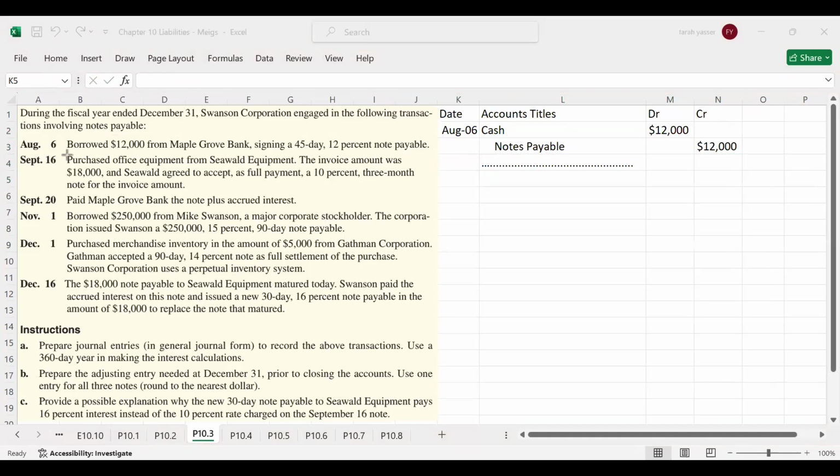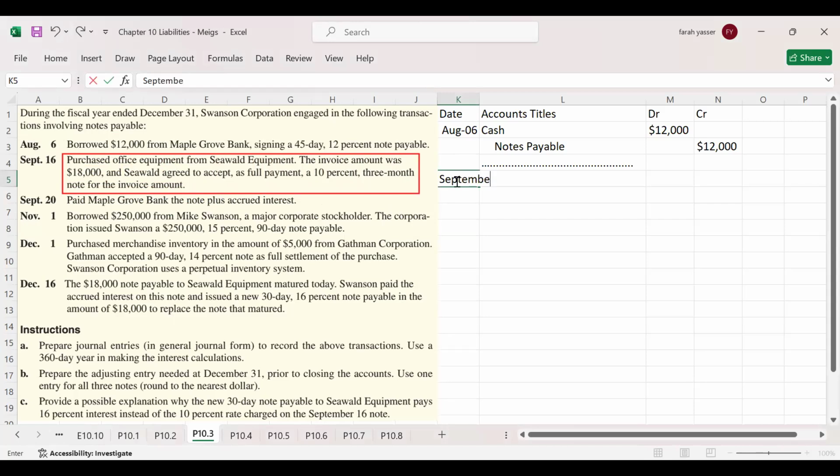The second transaction is done on September 16. The company purchased office equipment. Invoice price was $18,000 and the company used a note payable as full payment, 10% rate, 3 months. A 3 months note payable means the company will pay it after 3 months. So on September 16, the entry would be: the company purchased office equipment, so the asset is on the debit side, and notes payable, the liability, is on the credit side. The amount of office equipment is $18,000, so the note payable is also $18,000 because the note payable is accepted as a full payment of the office equipment purchase.